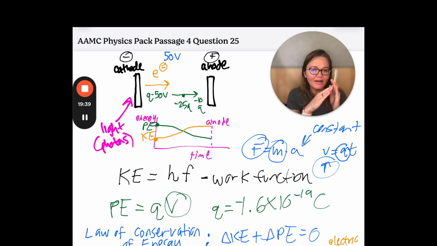And on the other hand, they're going to start out with a lot of potential energy because potential energy is equal to charge times voltage. And initially they're experiencing that full 50 volt charge relative to the anode. But then as they get closer and closer to the anode, the electric potential they're experiencing relative to the anode is decreasing, so their potential energy also decreases. So essentially you have a flip-flop. You start out at the cathode with a lot of potential energy and little kinetic energy, and you end at the anode with a lot of kinetic energy and little potential energy. And that makes sense because of the law of conservation of energy.